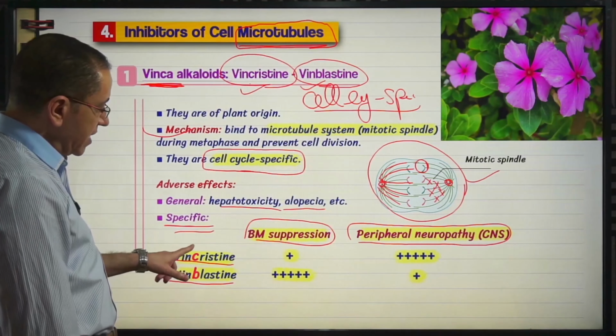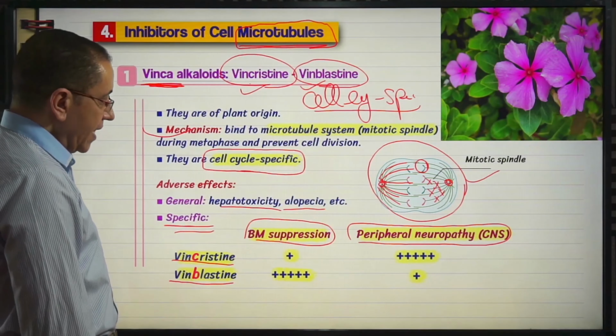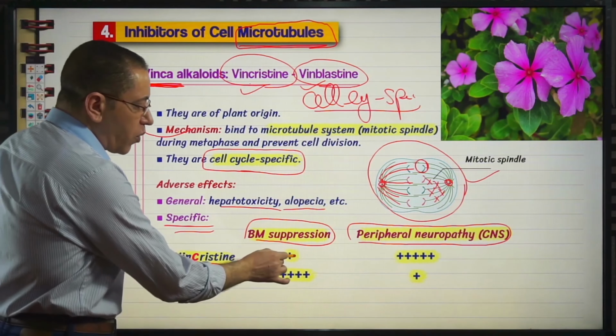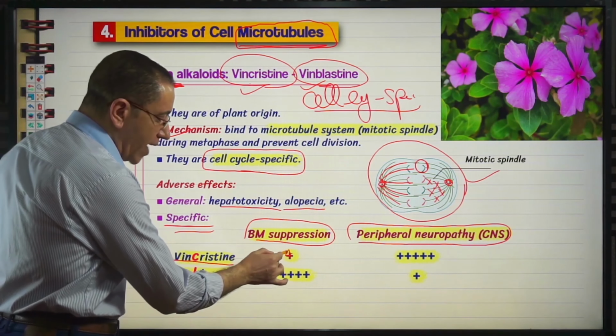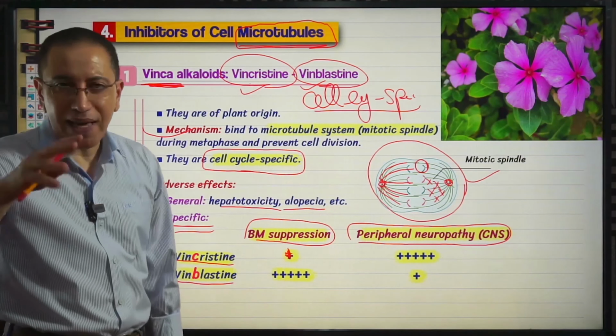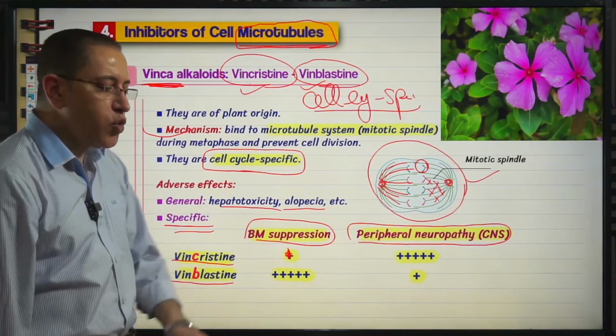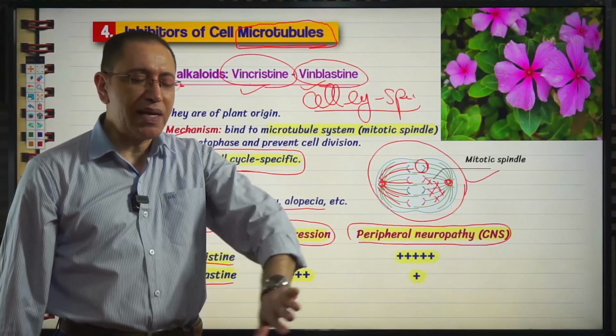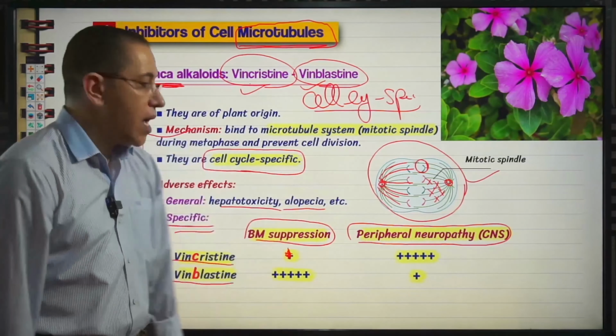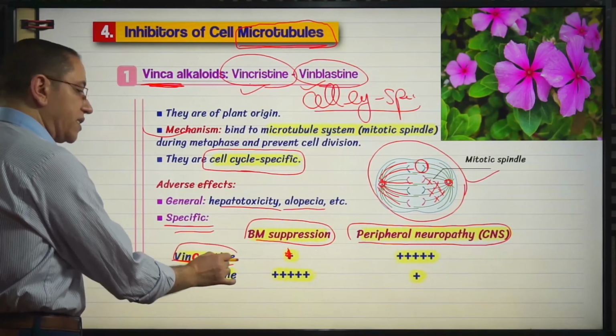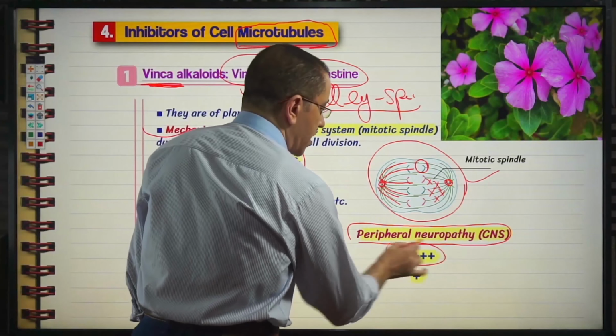However, regarding their bone marrow suppression, vincristine only takes 1+ mark, as you can see, which means that it causes little bone marrow suppression, as if it is sparing the bone marrow, hence it's called bone marrow sparing. On the other hand, this vincristine is the master of nerve damage.